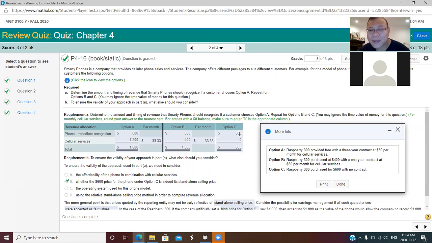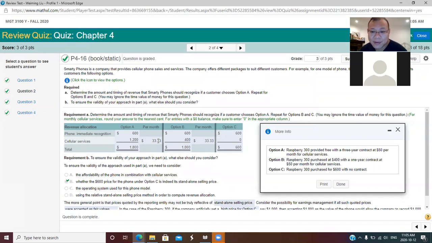Okay, now I get it. Your total should be 1,800. You gave 600 to the phone because that is the standalone selling price. You don't know the cellular service standalone selling price, so you use the residual approach. You take the difference, then allocate the residual 1,200 to the cellular service, and divide it by 36 months because option A is a 3-year contract. So it ends up around 33.33 per month.